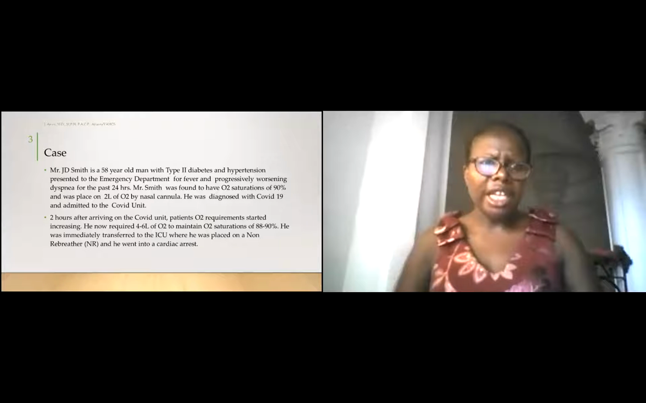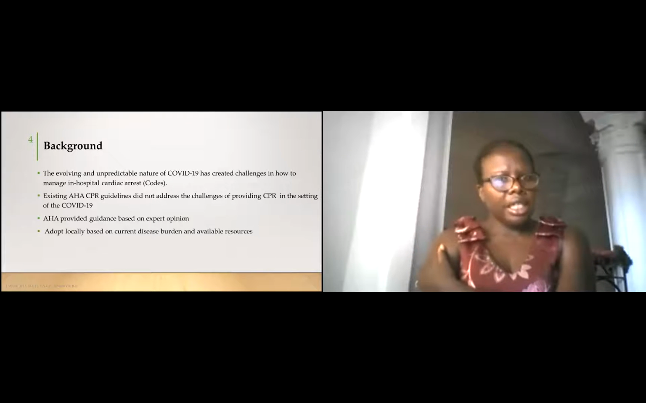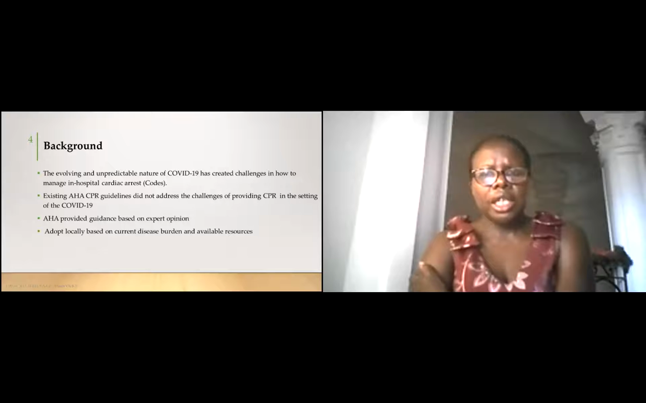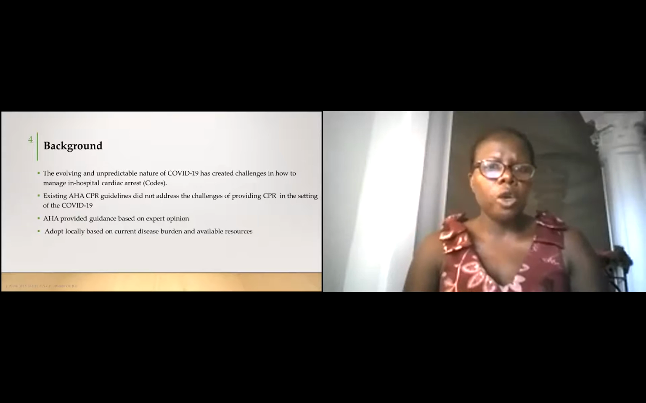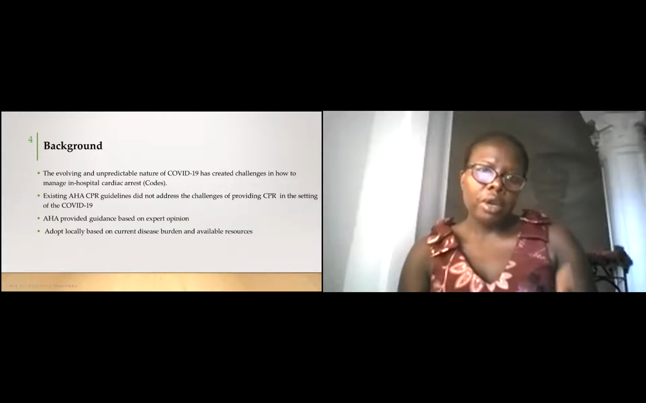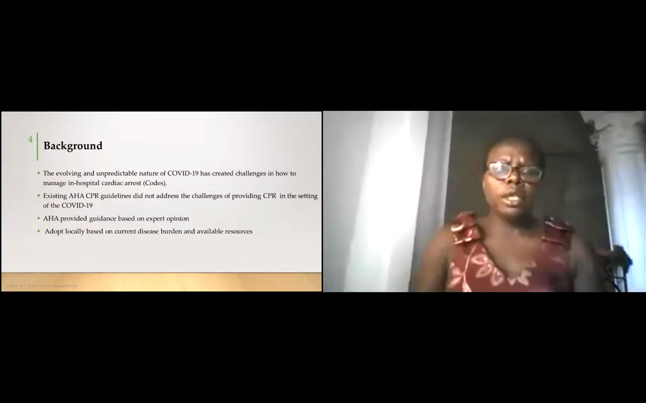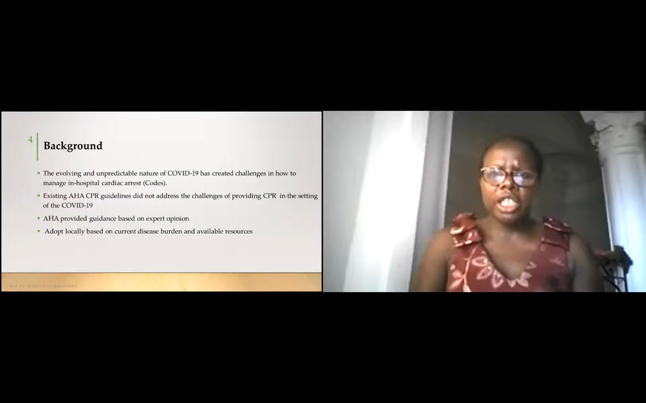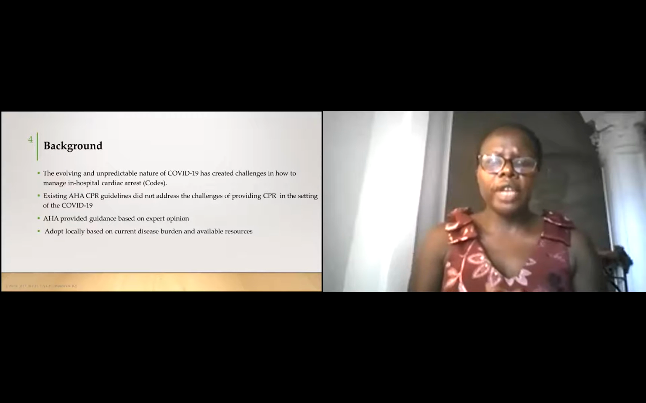So just some background. We do know that COVID-19 is evolving and has an unpredictable nature. And this has created challenges in how we manage inpatient cardiac arrest in patients who have COVID. When I talk of cardiac arrest, or in some cases you see me call them codes, it's the same. So the existing American Heart Association CPR guidelines did not address the challenges which CPR would present in patients who have COVID-19.